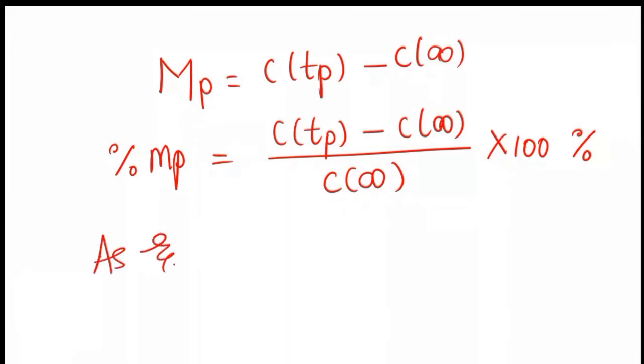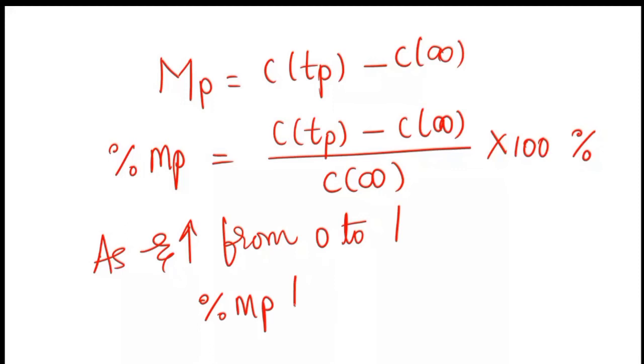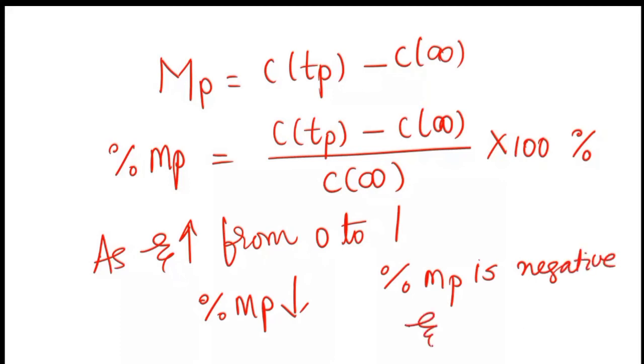As zeta value increases from 0 to 1, this percentage peak overshoot decreases. And percentage peak overshoot is negative for an overdamped system. That means if the damping in the system is greater than 1, then there won't be any peak overshoot in the response.